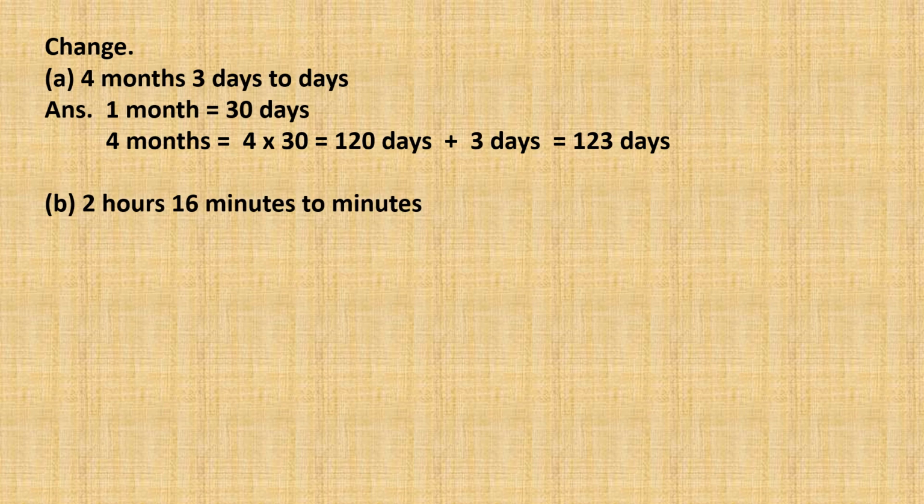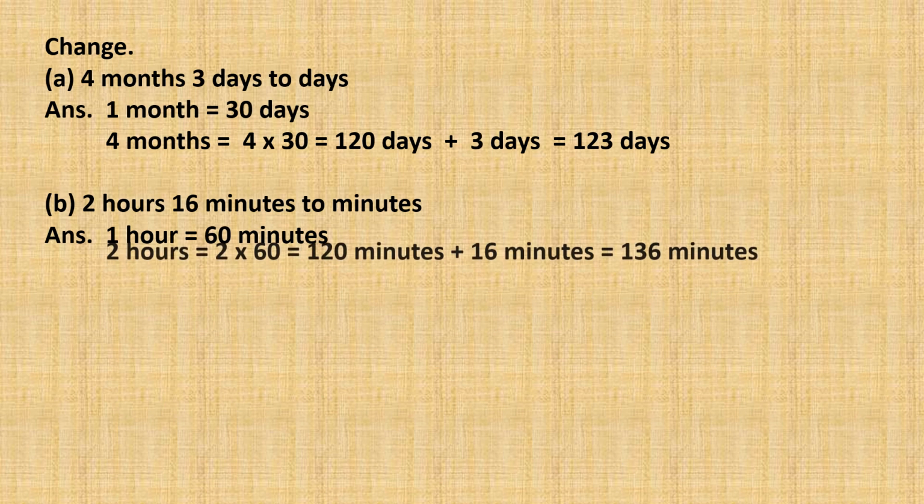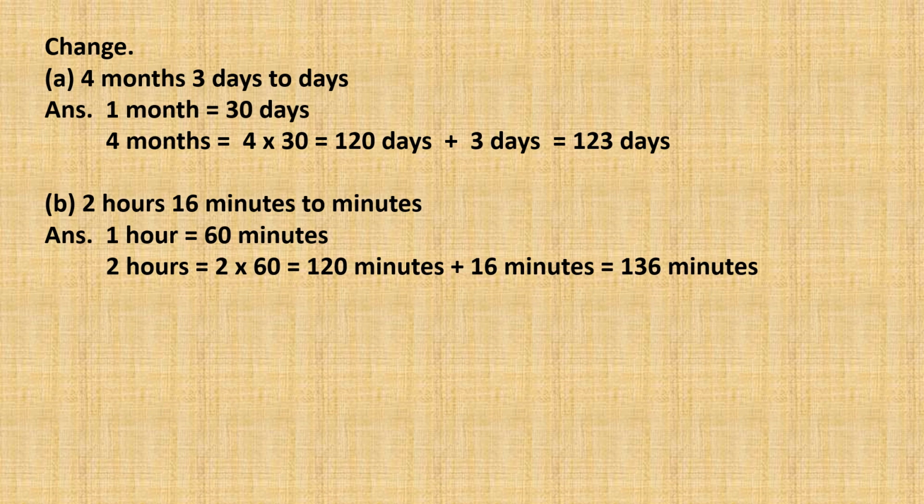Now B part question, 2 hours 16 minutes. This you will change into minutes. Now 1 hour has 60 minutes. Now hours is bigger than minutes, so multiply it. 2 hours into 60, it will be 120 minutes. And 16 minutes is already minutes, that you will add with 120 minutes. And you will get 136 minutes.